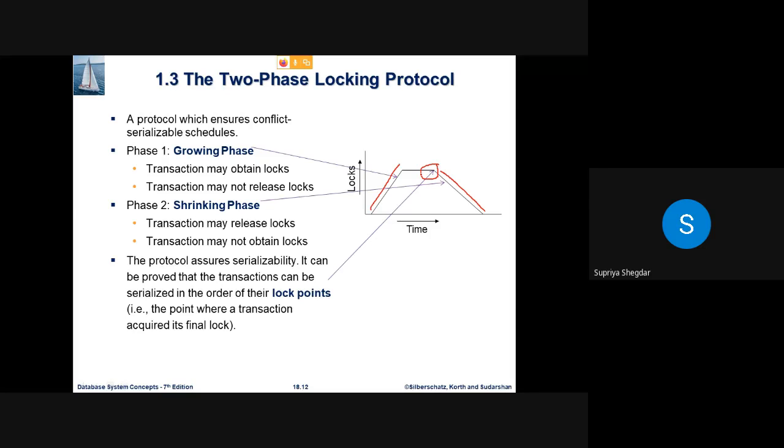So this two-phase locking protocol assures the serializability of the transactions, and the transactions can be serialized in the order of their lock points. We have seen what the lock point is: the point where the transaction acquires its final lock is called the lock point.